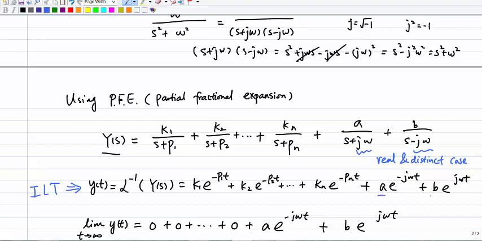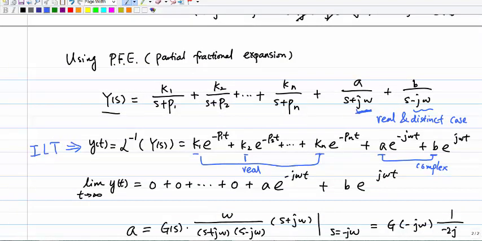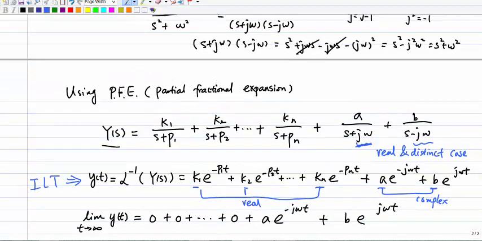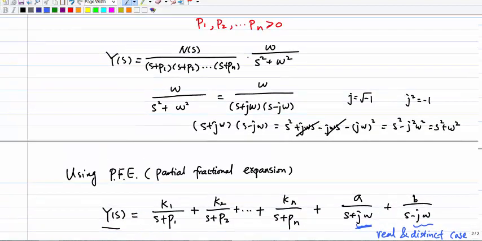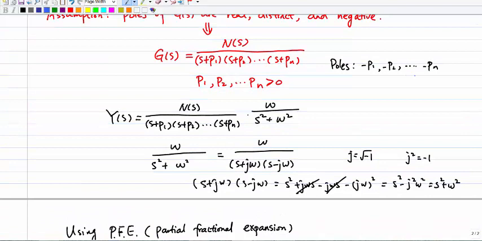Here a and b do not need to be real, because these are complex numbers, which means a and b may not be real numbers, but those k1, k2, through kn are real. This one should be a real number. This could be complex, which means it has a non-zero imaginary component. Because negative p1 and negative p2, like I said, should all be less than 0.